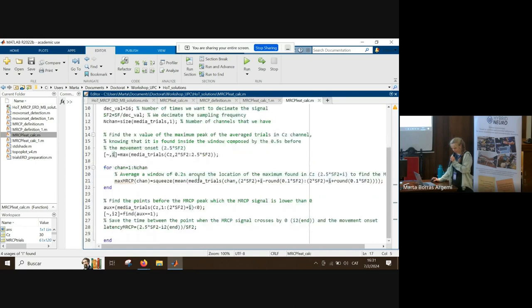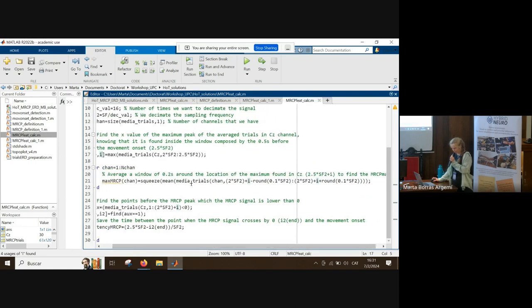Once we have this maximum, what we want is to do an average of this potential inside the window around the maximum. This is the window around the maximum. So you can copy that. Can you see it well?